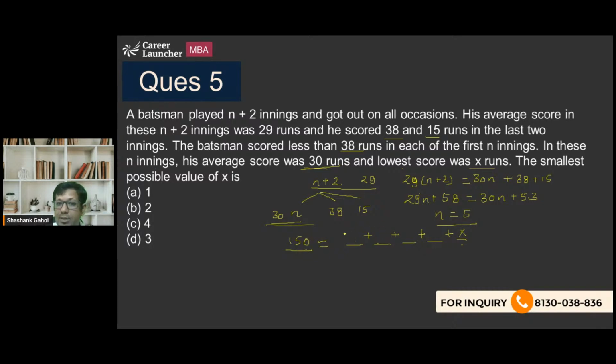So what is the maximum score he can make in all 4 innings? That is 37, because he scored less than 38 runs in each of the innings. So 37 plus 37 plus 37 plus 37 is going to be 74 plus 74, that is 148. So 148 plus x is equal to 150. So the smallest value of x is going to be 2. And that's how we are going to get the answer to this particular question.